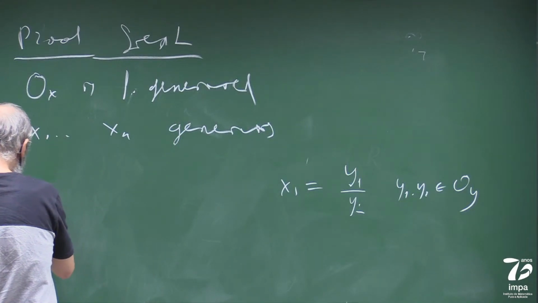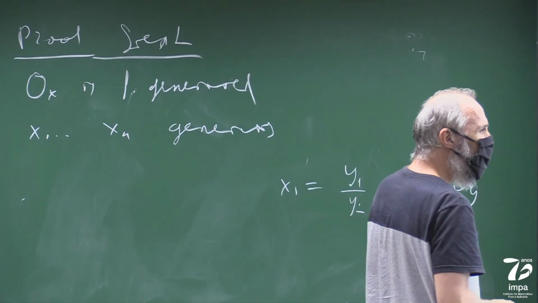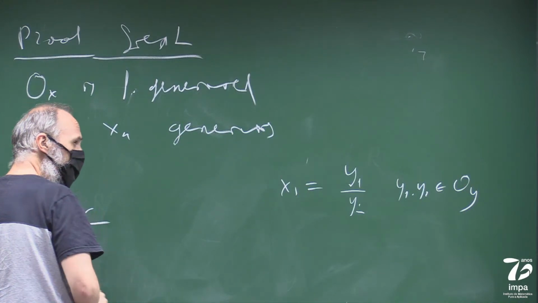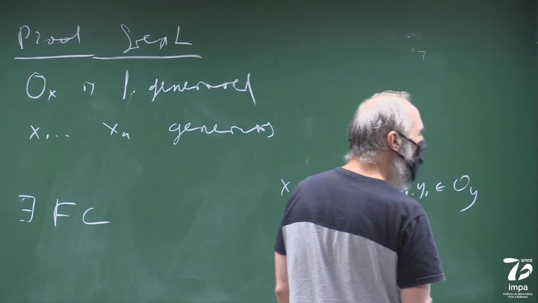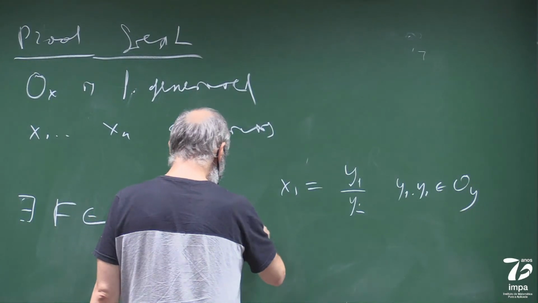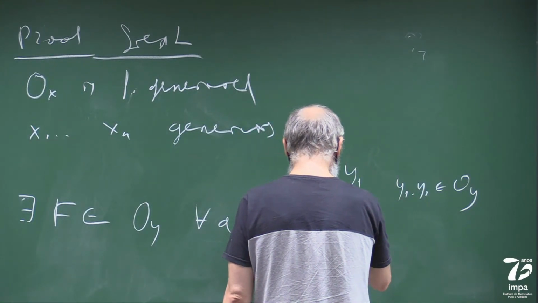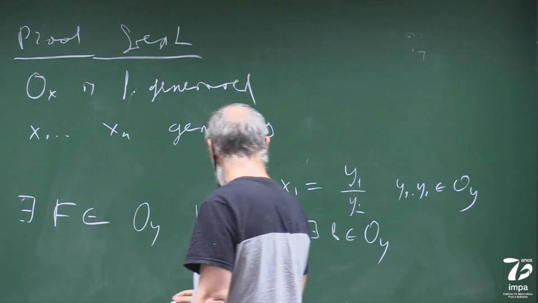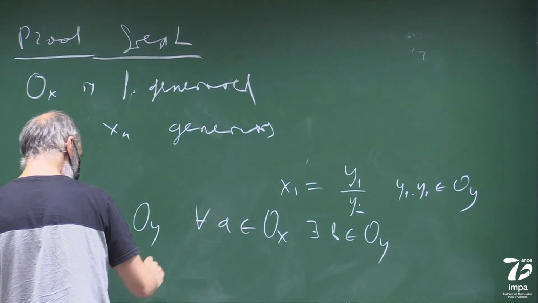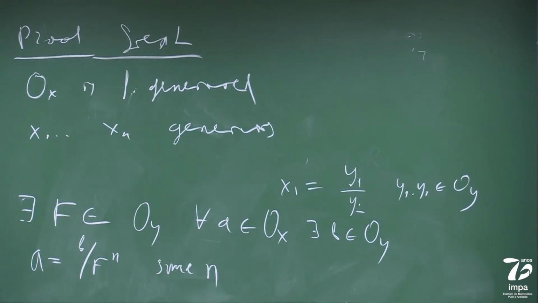Okay, now I claim that there exists f inside O(Y), such that for all a inside O(X), there exists b inside O(Y), such that a is b divided by f to the power n for some n.